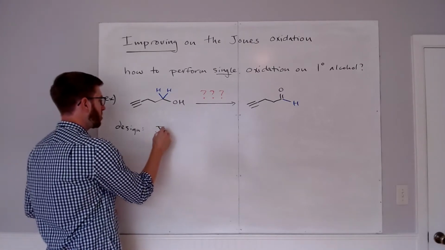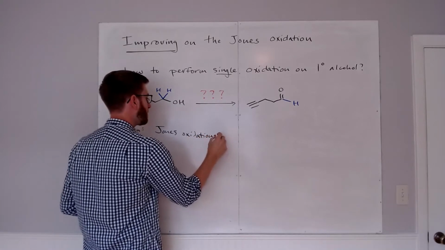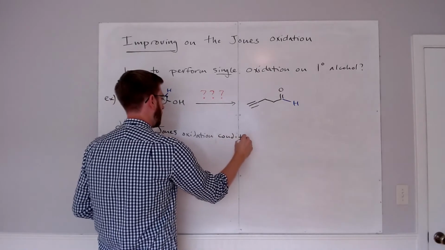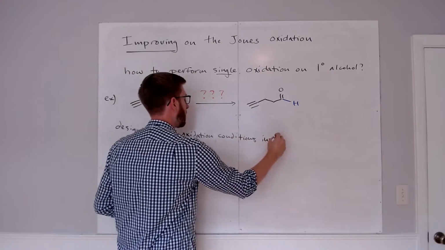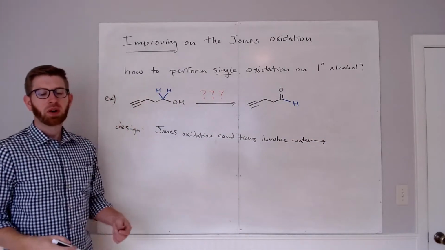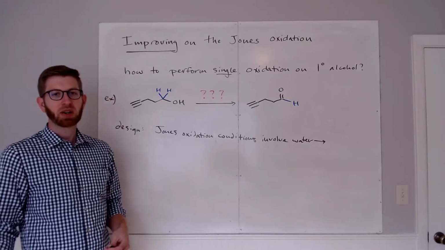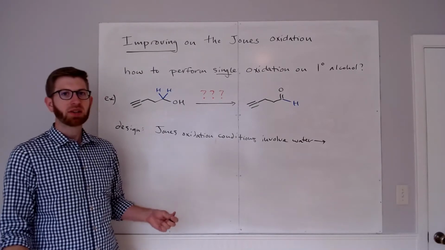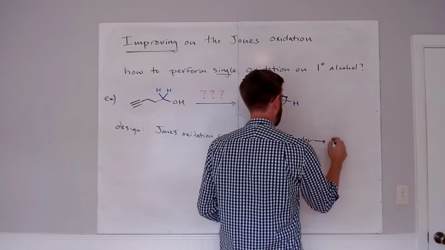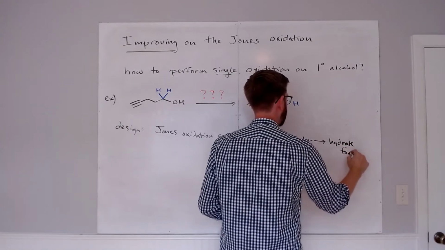So that's that the Jones oxidation conditions involve water. That water is what creates the hydrate, and then the hydrate gets oxidized to form the carboxylic acid. If I have no hydrate, I can't do that second oxidation. So we'll say hydrate formation.